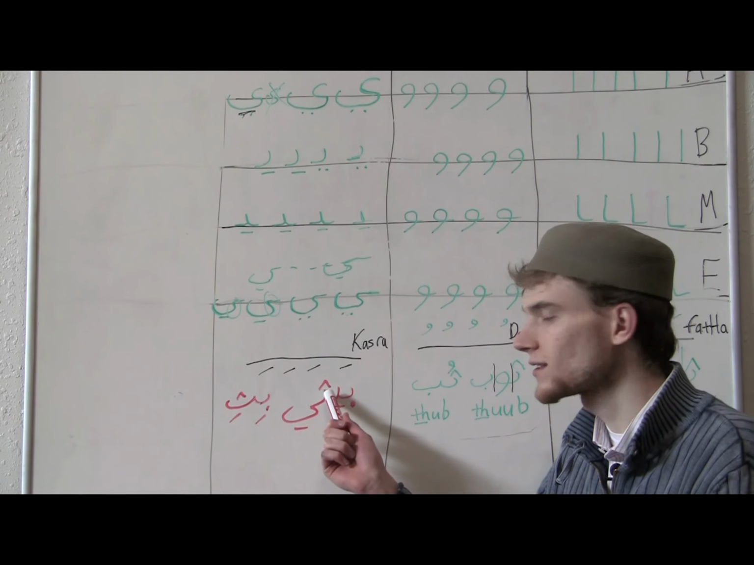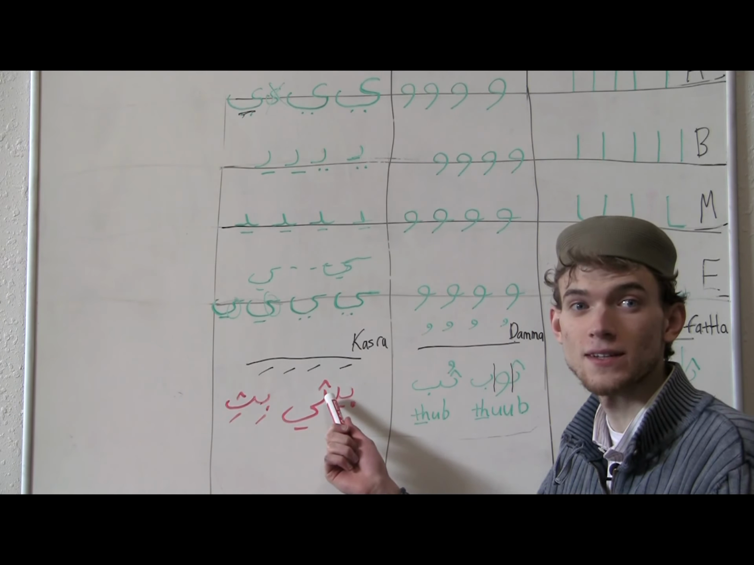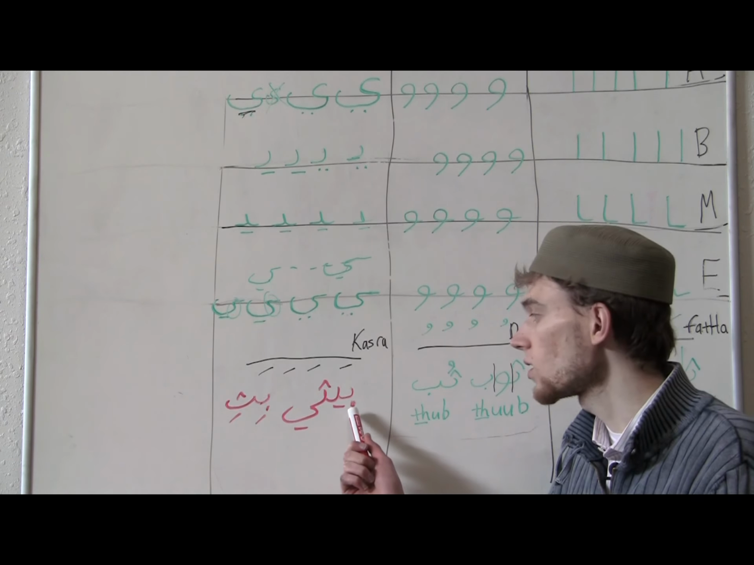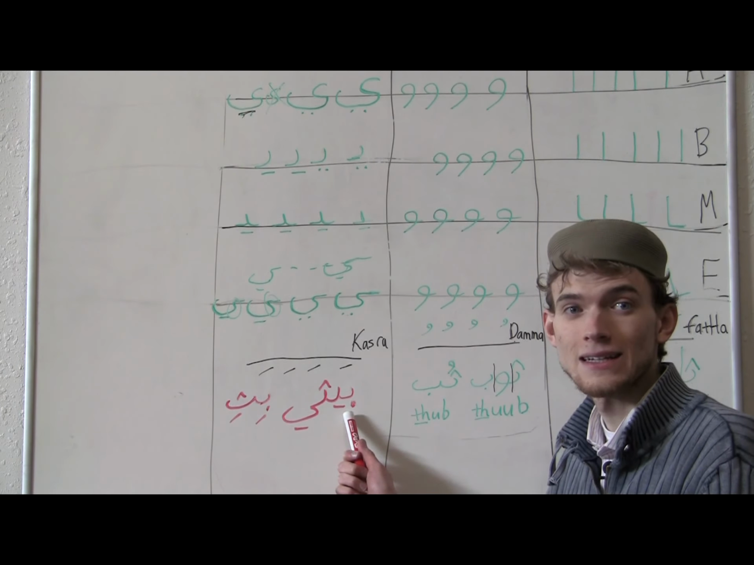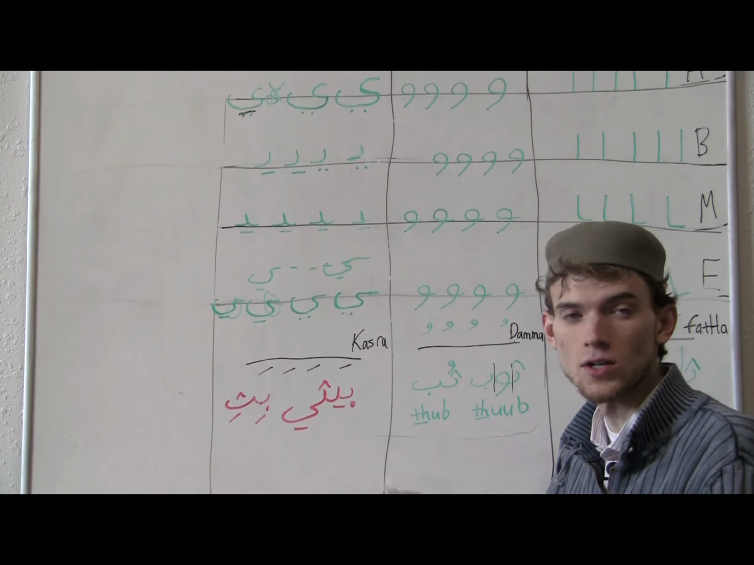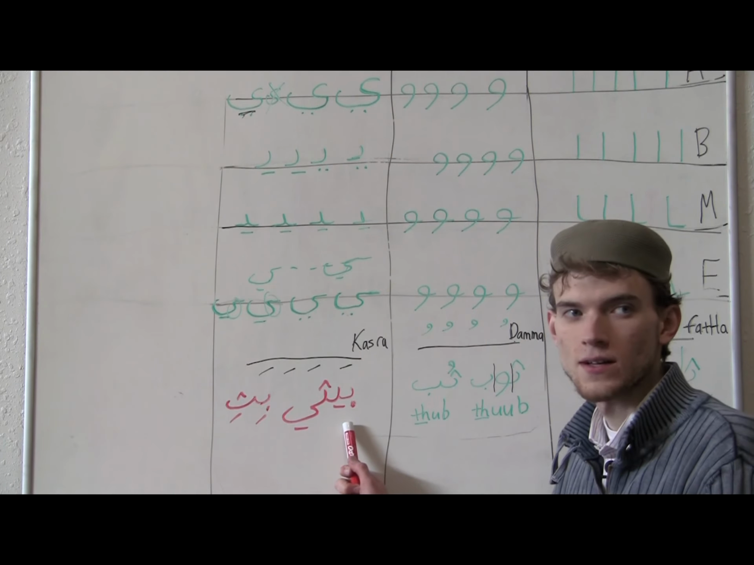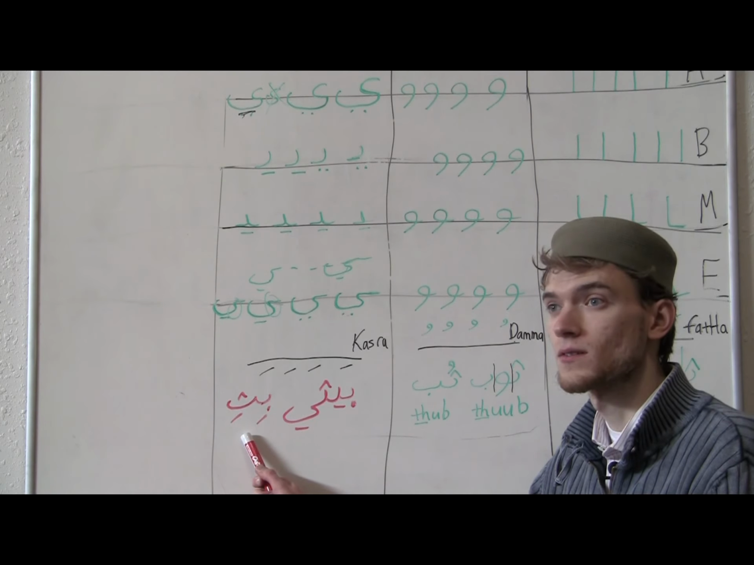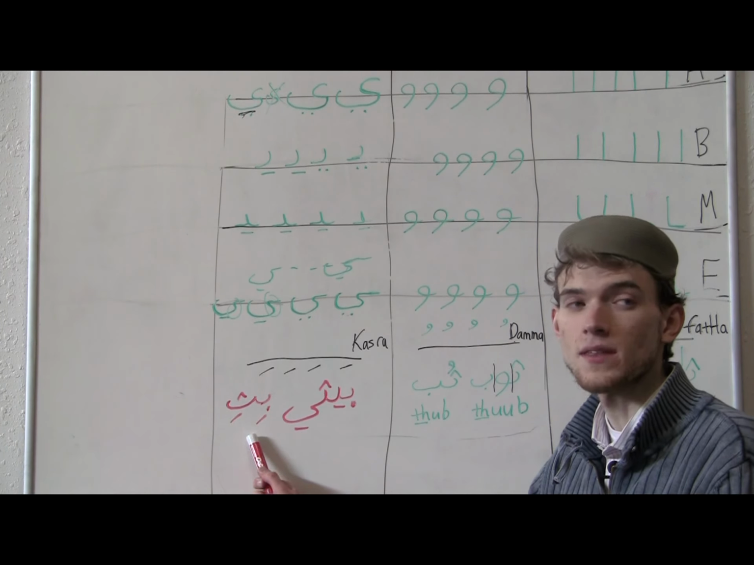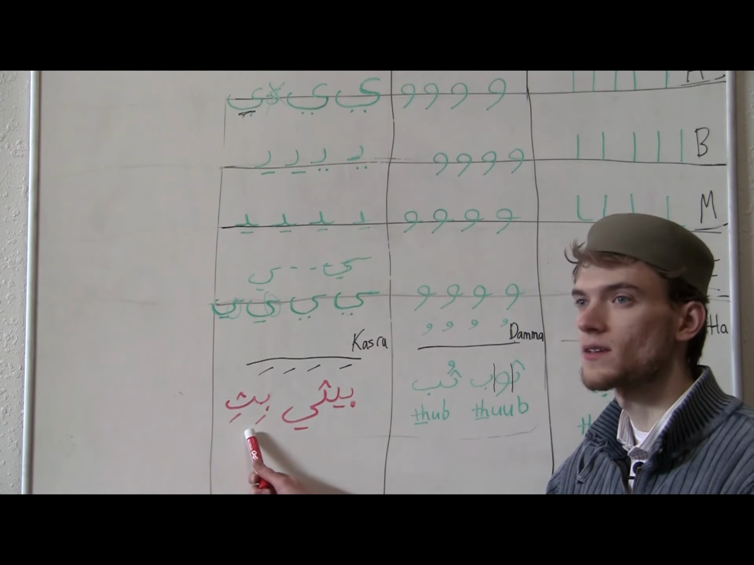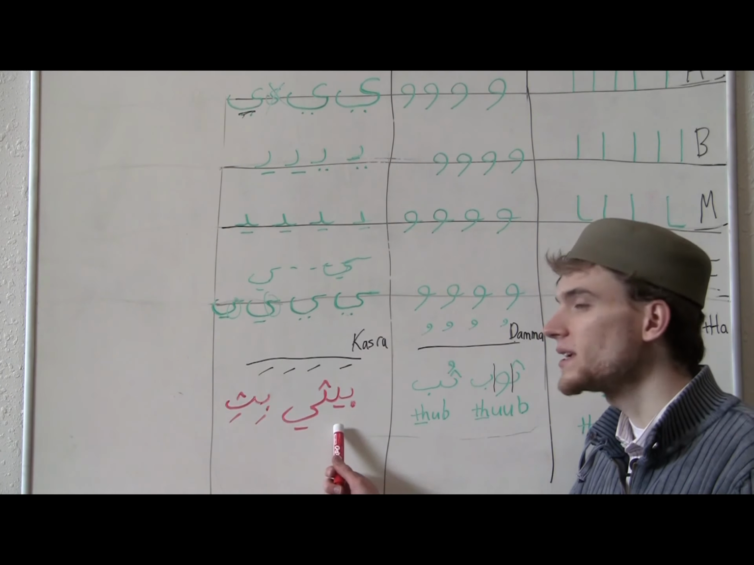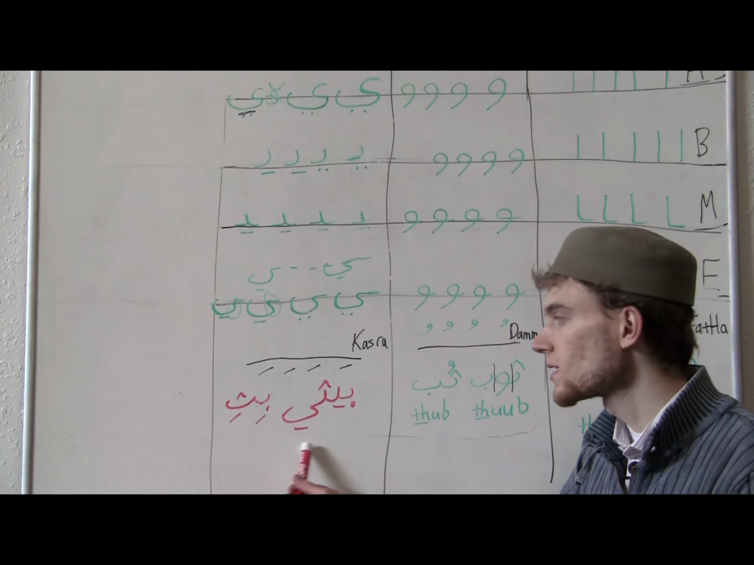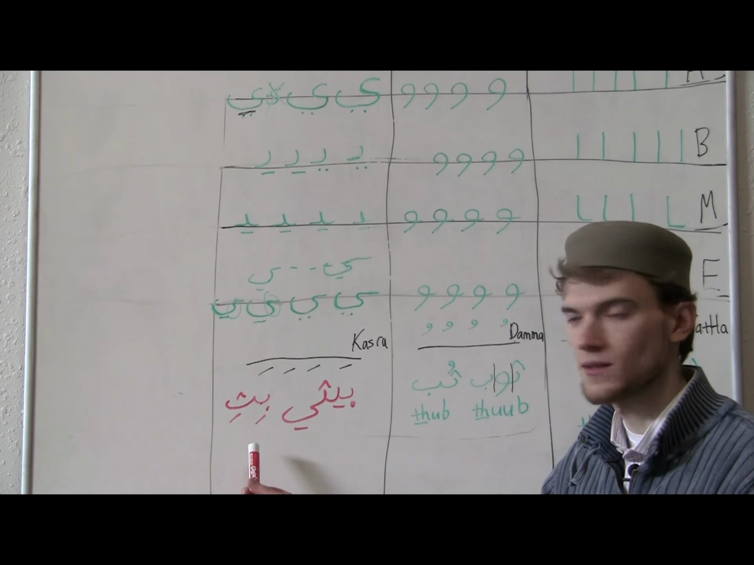Close. What's this letter? How many dots does this letter have? It's a tha. So how do we say this? Close, close. How do we say the ya again? E. Good. Everyone say beethy. Beethy. Versus, what's this one? Beethy. Everyone, beethy. Okay?